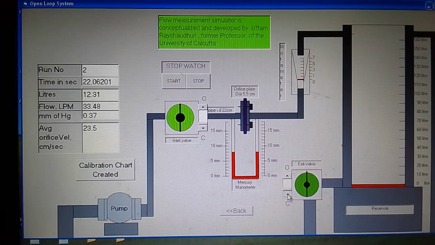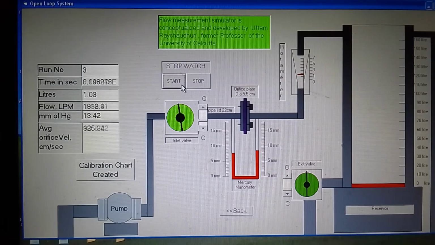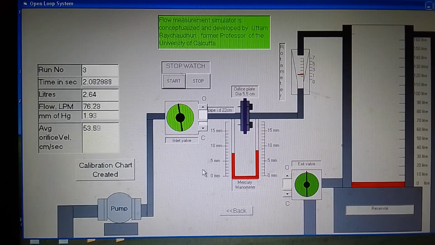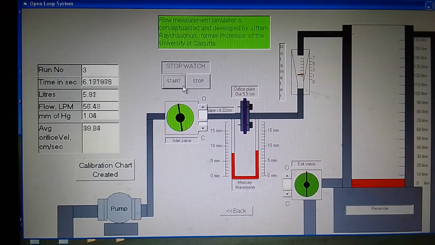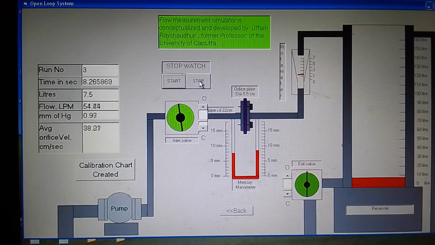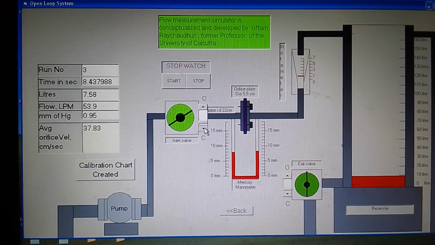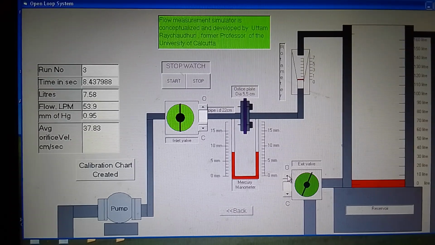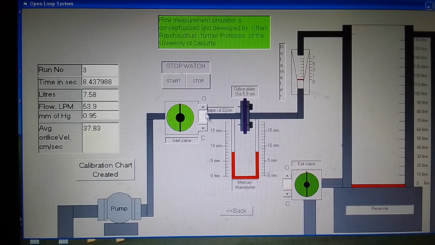So we take a little time for this experiment, and we take the third run, 1 2 3, and start this stopwatch. Thinking that it is almost constant, we stop the stopwatch, close the valve and drain this water out, and close it, so that we start from the zero level again.